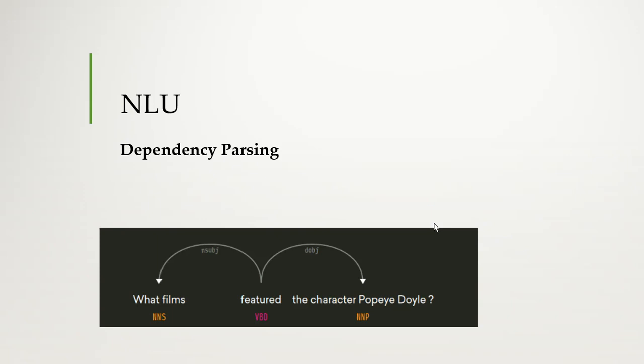So here you can see one example: What films feature the character Papai Dali? "What films" is the subject, and "feature the character" with the name is the object. It comes under NNS, VBD and NNP. Three types of dependency parsing are available. In future videos I can explain more about how dependency parsing is a very important thing in natural language understanding.